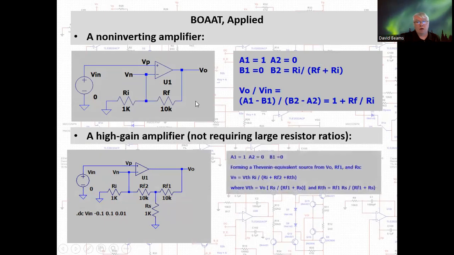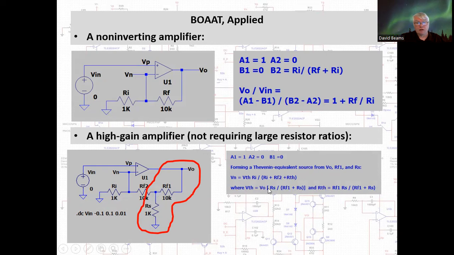Let's see how it works. A1 is 1, A2 is 0, and B1 is 0. Now, to determine the coefficient B2, let's first form a Thevenin equivalent circuit from Vout, Rs, and Rf1. If I replace this with a Thevenin equivalent resistance and voltage, I can calculate rather straightforwardly that Vn is the Thevenin equivalent voltage multiplied by Ri divided by Ri plus Rf2 plus the Thevenin equivalent resistance, where the Thevenin equivalent voltage is Vo times Rs divided by Rs plus Rf1, and the Thevenin equivalent resistance is Rs in parallel with Rf1.